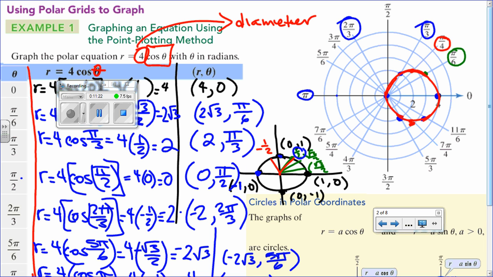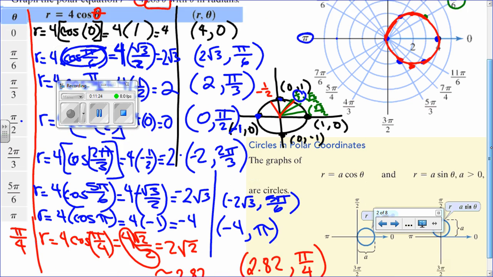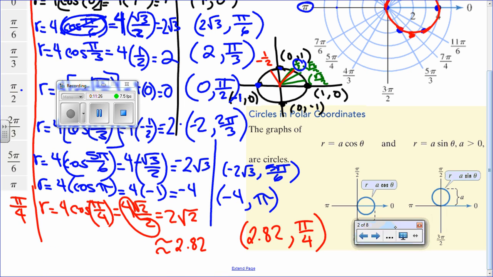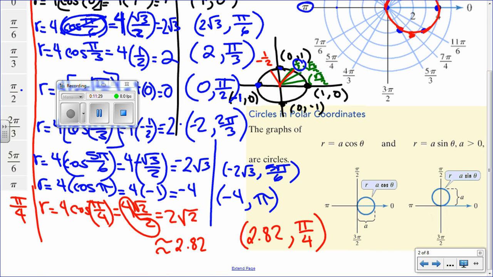Okay, so if we look at your slide down here, we have another one that will also give us a circle, and that will be the one with sine. The difference is that that one will be symmetric with respect to the vertical axis.